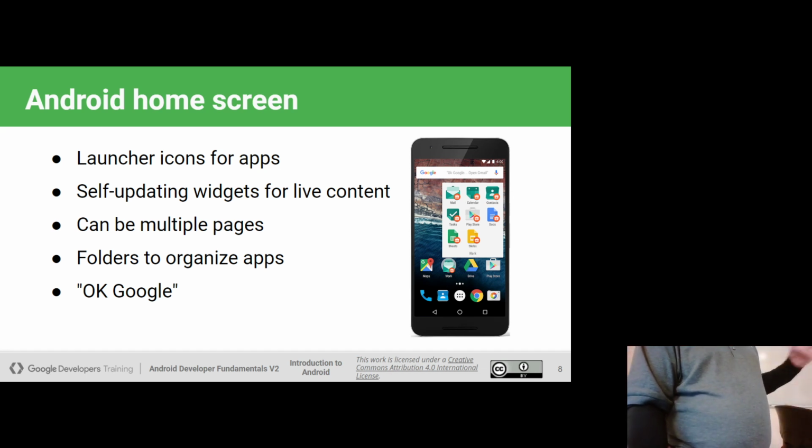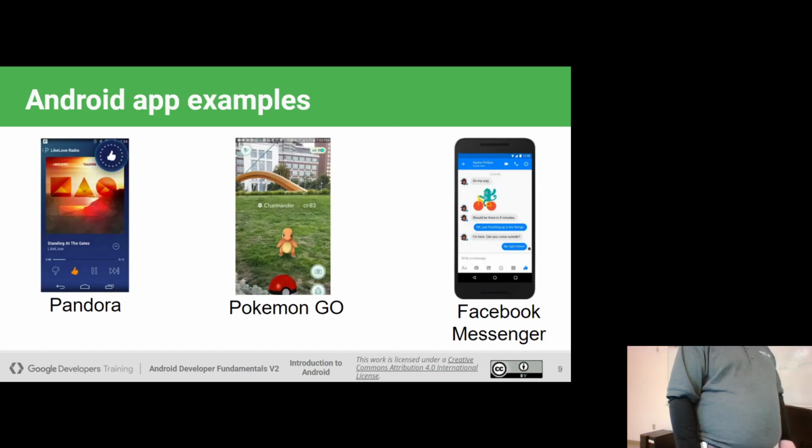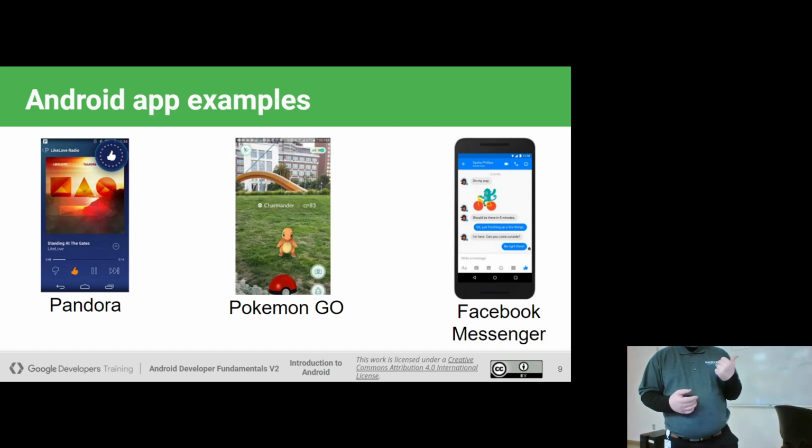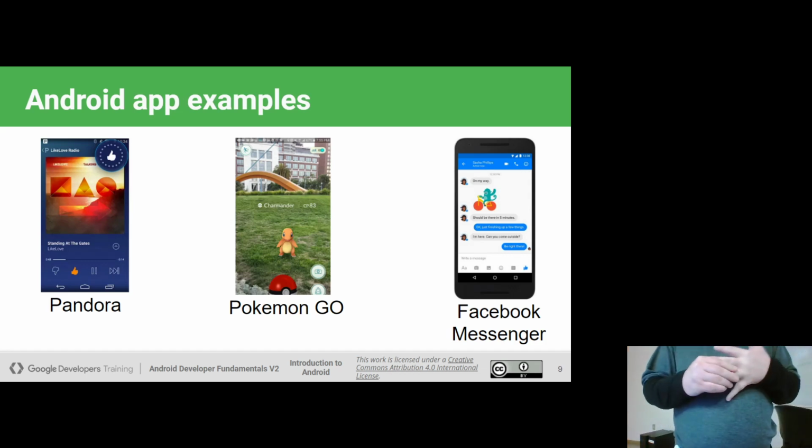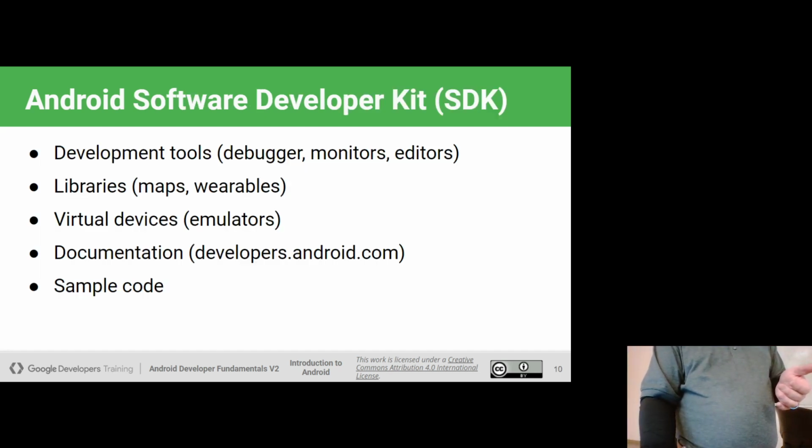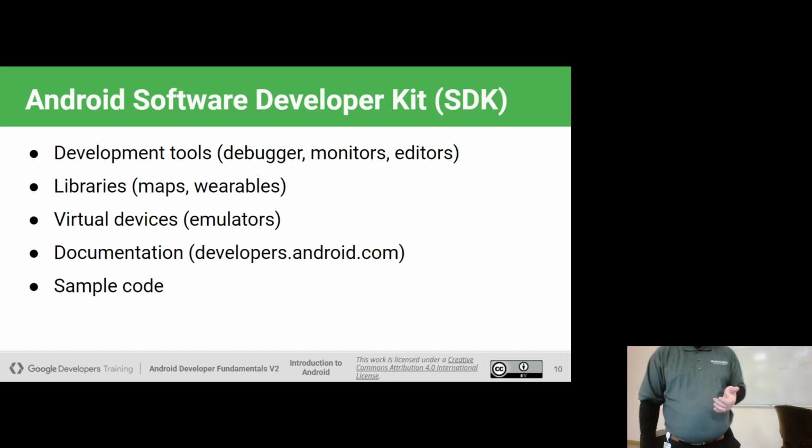So again, the home screen can have multiple pages that you tap through, having folders and having that OK Google. So you've got some example apps. Most of these you're probably familiar with: Pandora, Pokemon Go, Facebook Messenger. Obviously, they do very different things, but they still run on the same hardware.